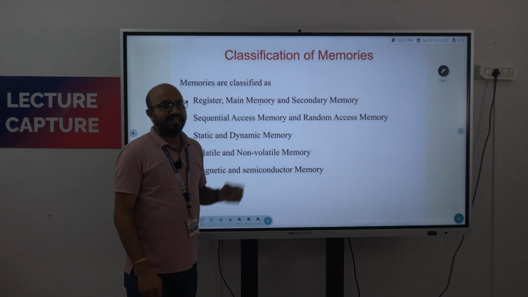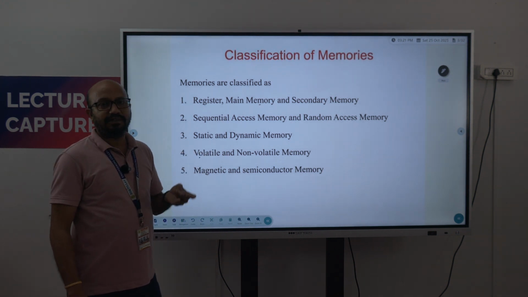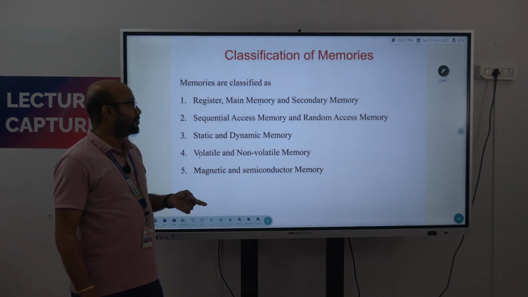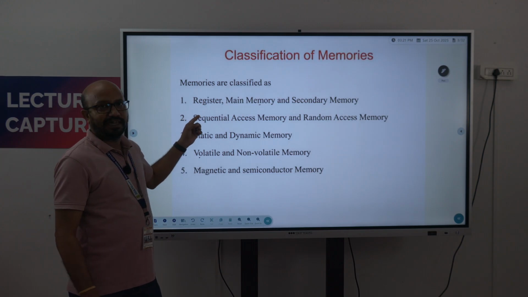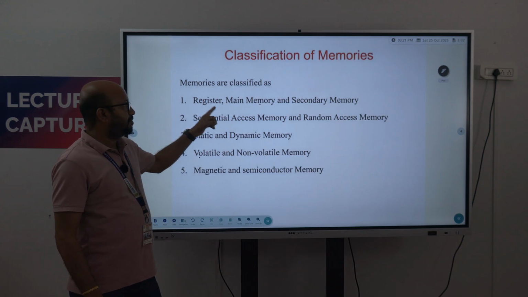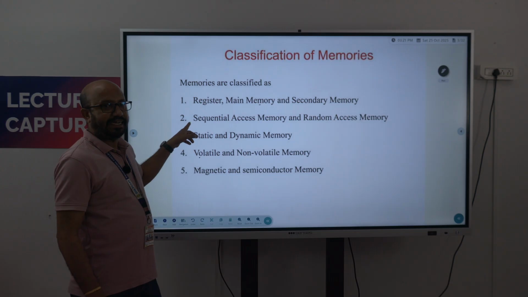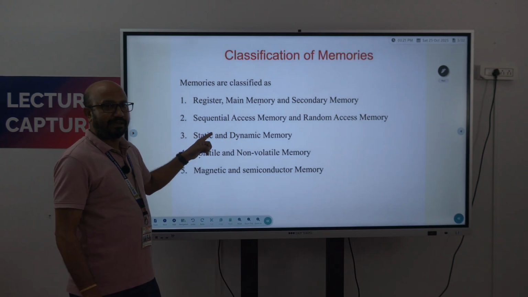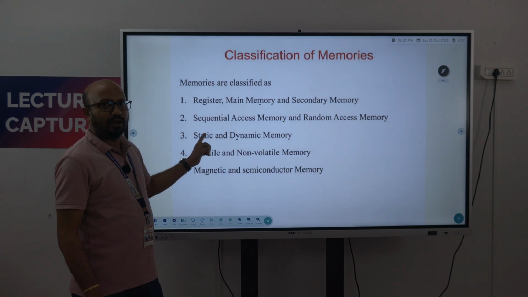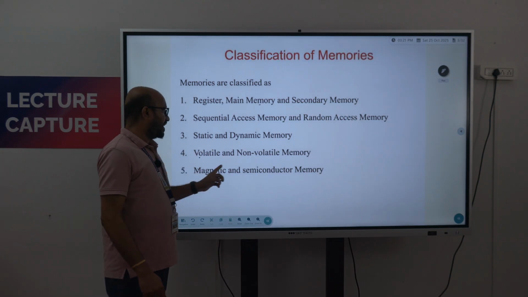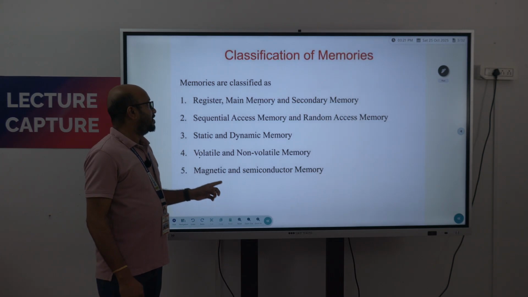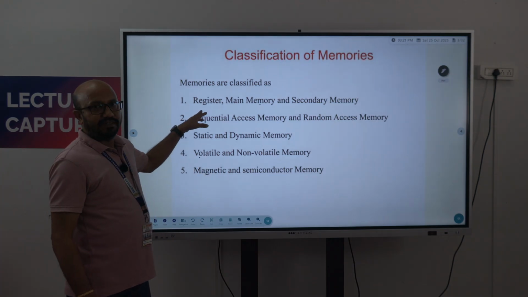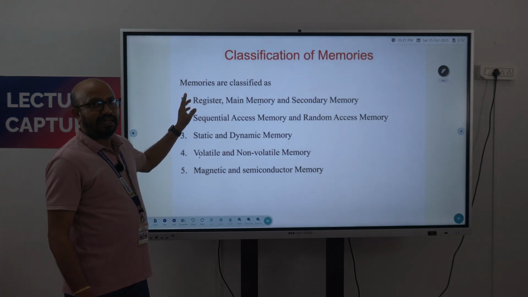So the memories are classified based on the type, size, hardware, material used, everything. The first one is register, main memory and secondary memory. The second type is sequential access memory and random access memory. The third one is static and dynamic memory, and the fourth one is volatile and non-volatile memory. The fifth one is magnetic and semiconducting memory. So these memories are always important for all electronic devices.